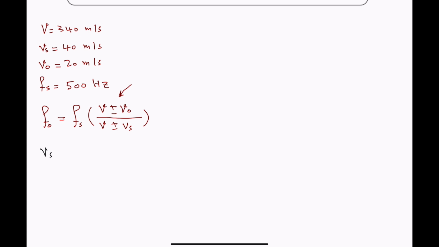V source will be positive if the source is moving away from the observer. So it moves away from O, which is the observer. It will be negative if it moves towards the observer.